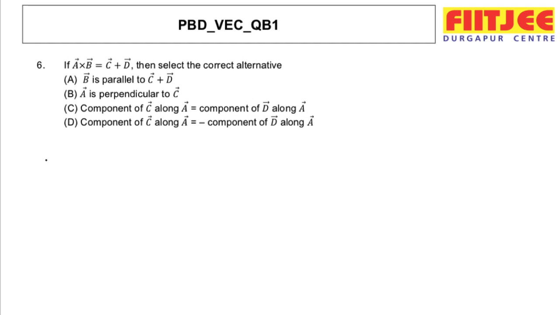In the next question it says that if A cross B equals C plus D, then choose the correct alternatives. B vector is parallel to C plus D: that is a wrong option. Why? Because A cross B is perpendicular to both the A vector and the B vector. So the C plus D vector must be perpendicular to the B vector as well as the A vector. It is not parallel. A vector is perpendicular to C vector.